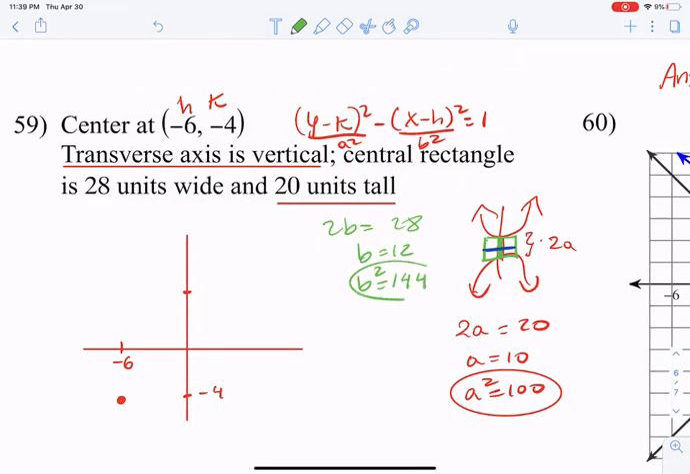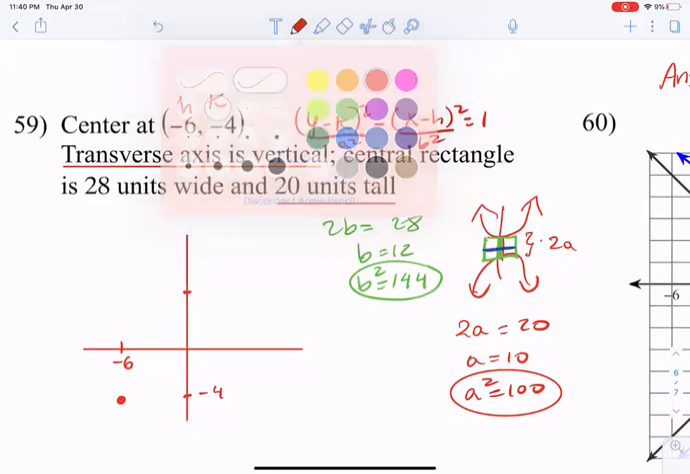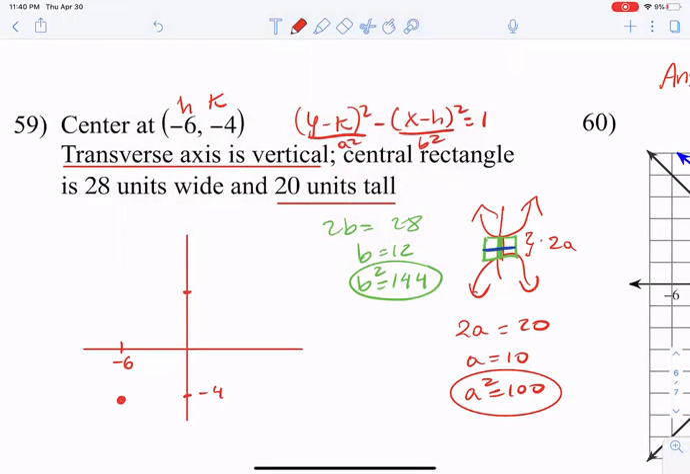I need to find out what c is, but I don't really need it. Do I have everything that I need? I have a squared, b squared, and I know this is vertical. Yeah, I have everything. So the answer for this problem is y minus k, so y plus 4 squared over 100 minus x plus 6 squared over 144 equals 1. a squared is 100 and b squared is 144. So that should be the answer.